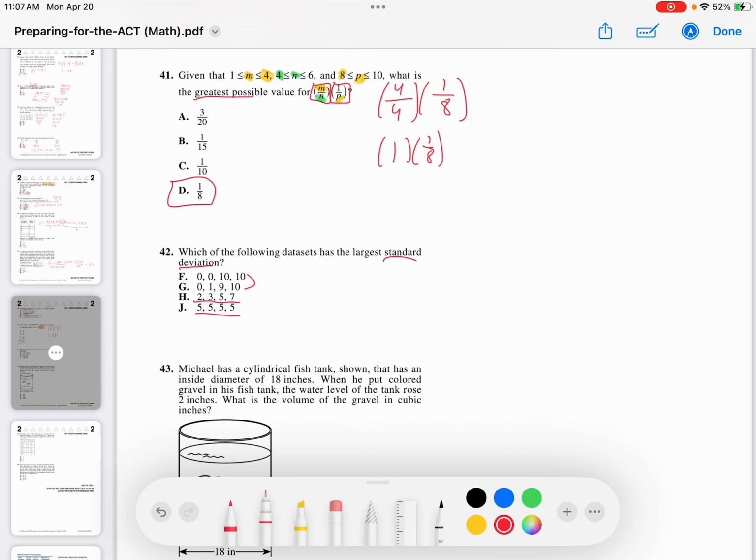These two are pretty close, but I would say that these ones are the furthest apart because the 1 and the 9 are kind of in the middle of the 0 and the 10, so it helps bring the standard deviation a little bit closer together. But basically, we're just looking for which numbers are the furthest apart.